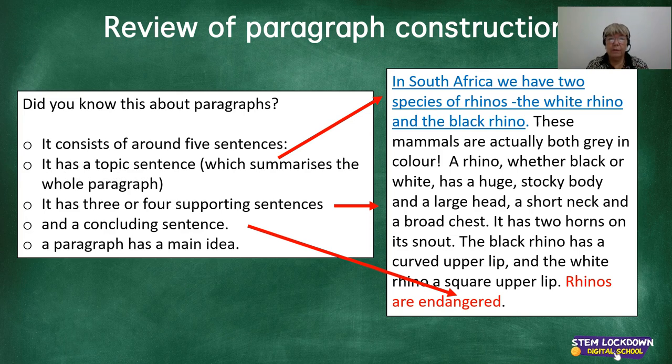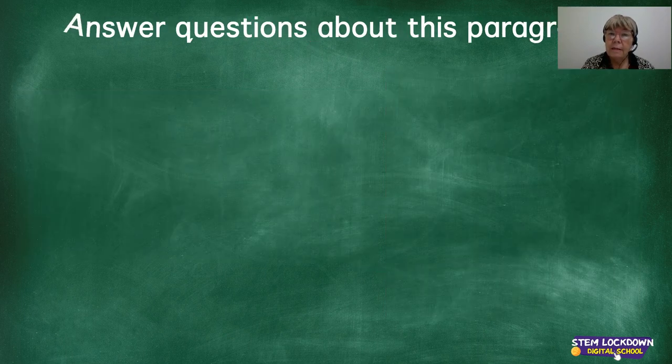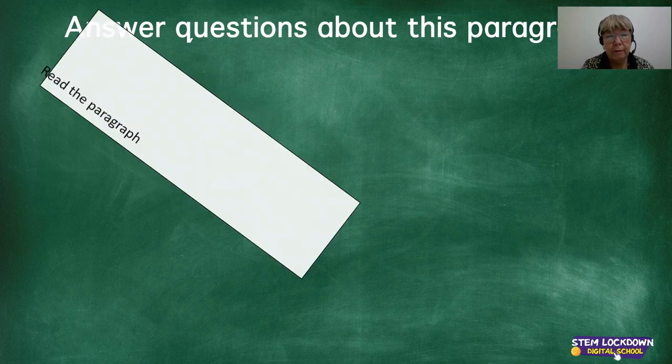It also has a main idea. A paragraph has got a main idea, and sometimes that main idea is the same as the topic sentence. There are 2 species of rhino in South Africa, the white rhino and the black rhino. You got all that? Good. So now let's test you. I'd like you to answer questions about this paragraph.